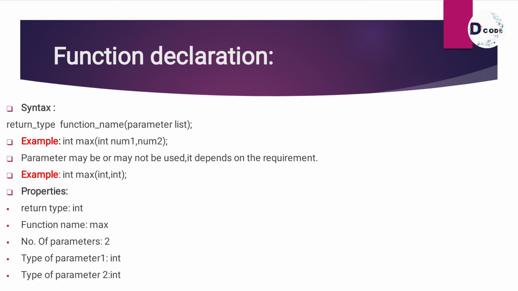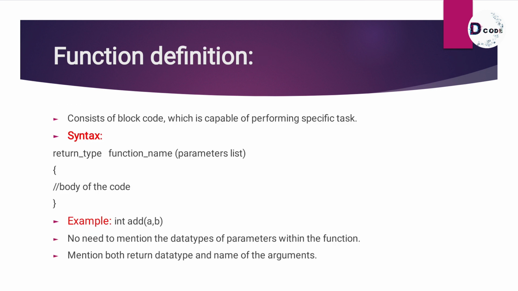So we can also write it as int max(int, int). Here the return type is int, the function name is max, and the number of parameters used in the function is 2. The first parameter is of integer data type and the second parameter is also of integer data type. So we use int and int. Now we'll see what a function definition is. A function definition consists of a block of code which is capable of performing some specific task.